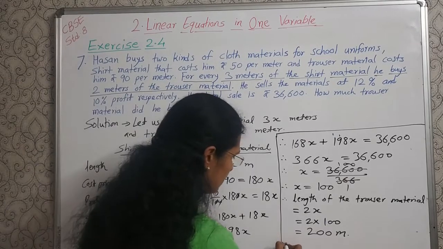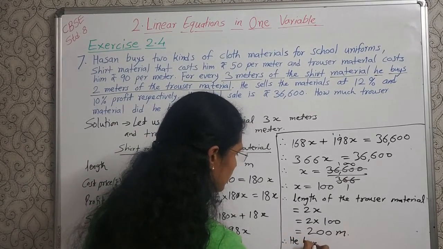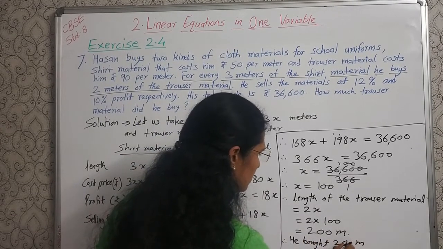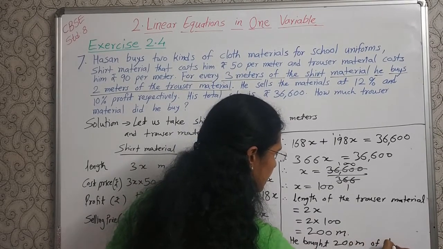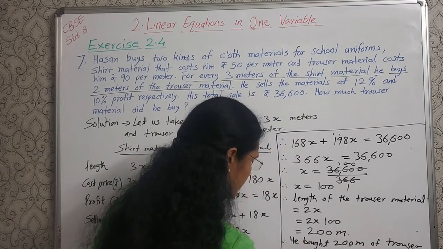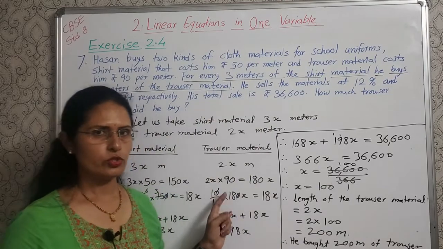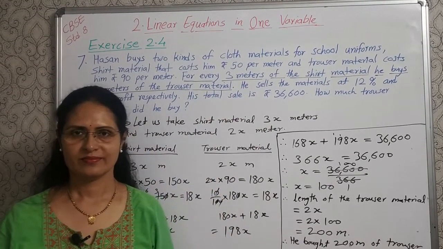If you want, you can write once again. Therefore, he bought 200 meters of trouser material. And this is the solution for sum number 7.